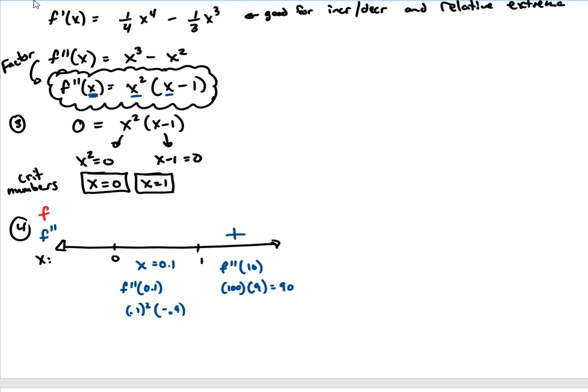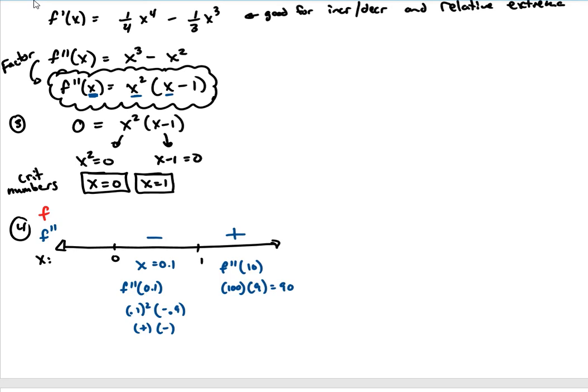Well, 0.1 squared is positive. Negative 0.9 is negative. So a positive and a negative makes negative. Okay, and again, all I care about is the sign. If you really want to, you could verify with a calculator. You can start to plug those in. But I'm doing it the quicker way, thinking of only the sign that's important.